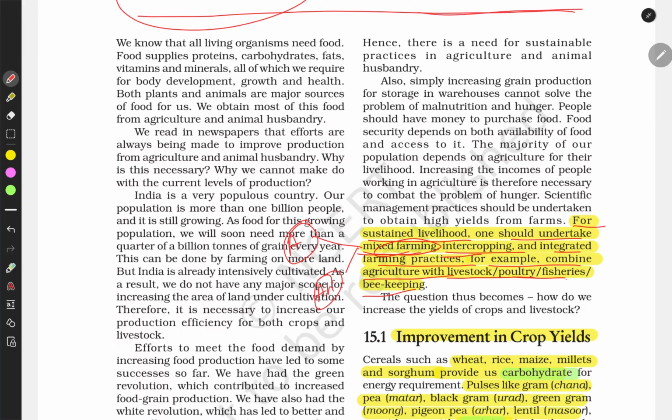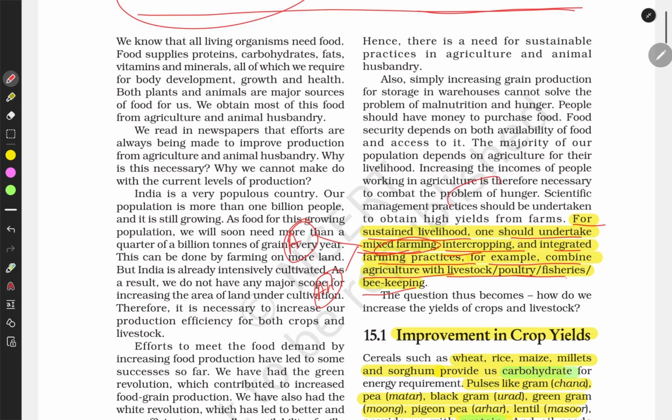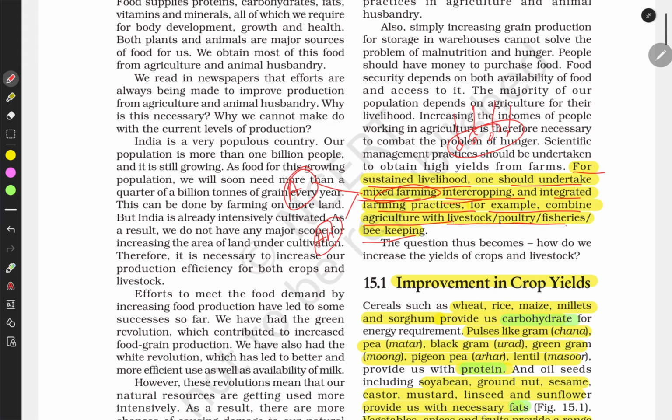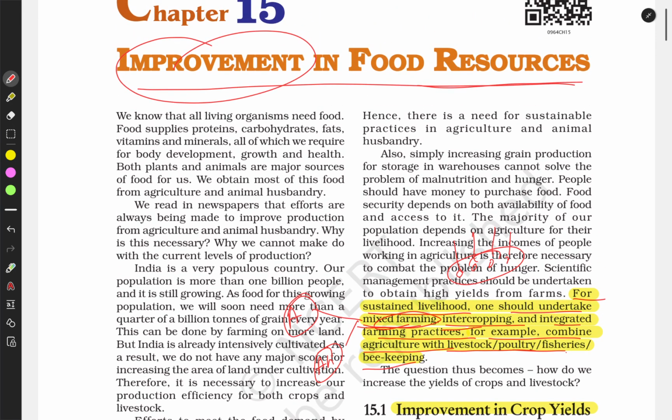Intercropping is when, in a particular field, we grow two compatible plants together, so that all the nutrients of the soil can be properly consumed. And integrated farming and other such practices are ways through which we can improve our food resources.